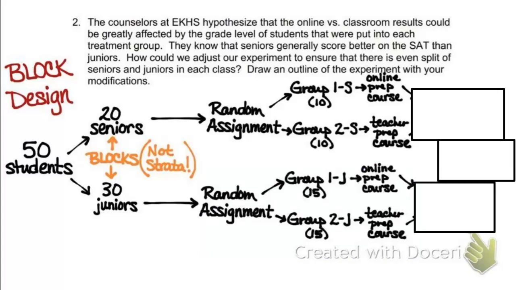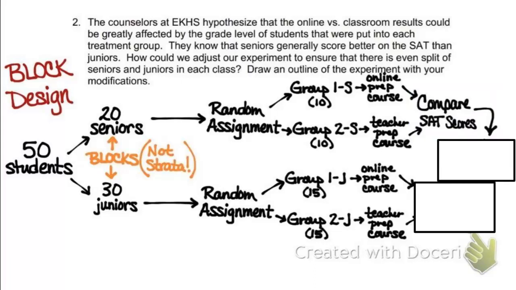I would do the same thing for my juniors, randomly assign them to Group 1J for the online prep course, Group 2J for the teacher prep course. And then within my 20 seniors, I am going to compare the seniors to the seniors based on the 2 classes. And I'll compare juniors to juniors. So I'm going to compare the seniors' SAT scores. I'm going to compare the juniors' SAT scores. And then I'm going to compare those 2 sets of results to each other.